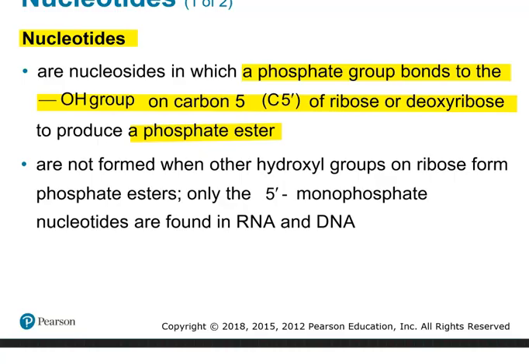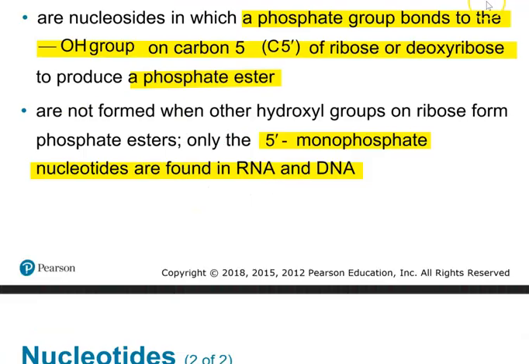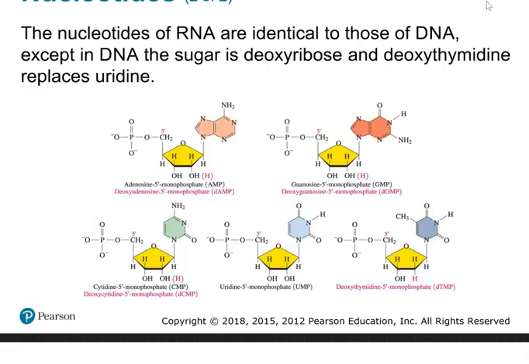Now, can other hydroxyl groups on ribose or deoxyribose form that phosphate ester group? Yes, they can. But in the cell, nucleotides exist as 5' monophosphates. Only 5'. So these are 5' nucleotides, actual building blocks of nucleic acids.